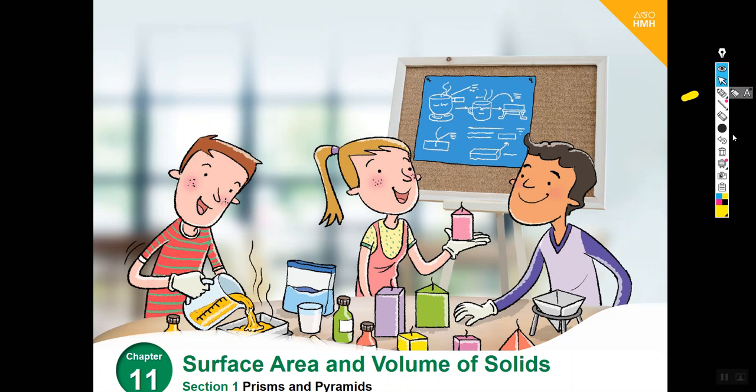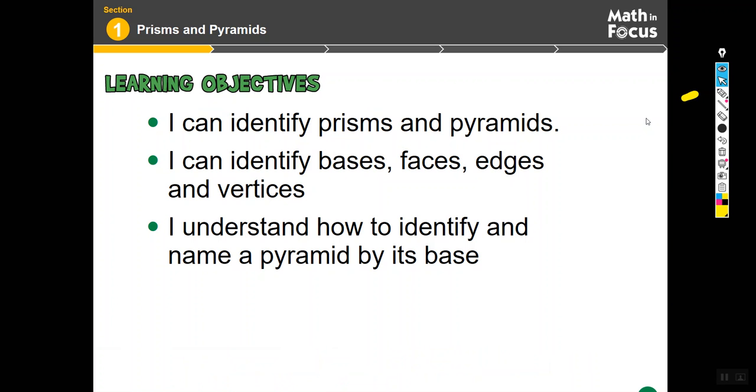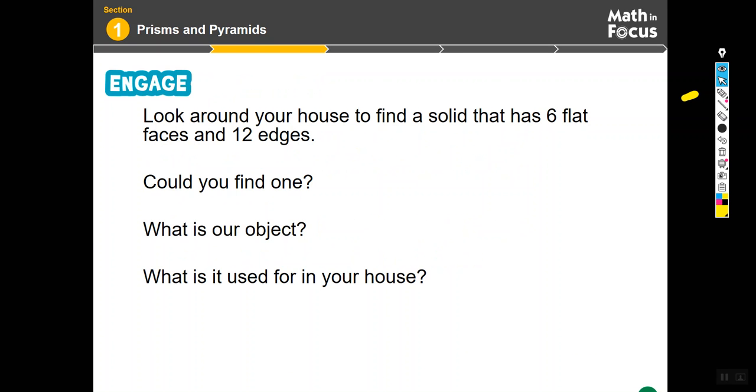Okay, we're starting a new chapter, chapter 11, surface area and prisms. And our objectives today are: 1, I can identify prisms and pyramids; 2, I can identify bases, faces, edges, and vertices; and 3, I can understand how to identify and name a pyramid by its base.